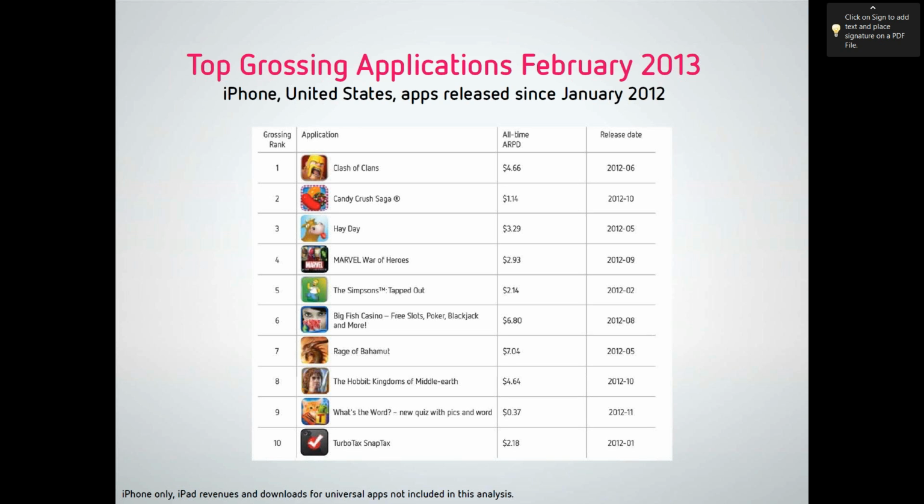The top application is Clash of Clans. It's a Supercell game. It also generates quite a lot of revenue per downloaded app, $44.66, and Supercell also released Hay Day, which also generates quite some revenue per downloaded application, $3.29. So this is how we calculated the revenue per downloaded application.